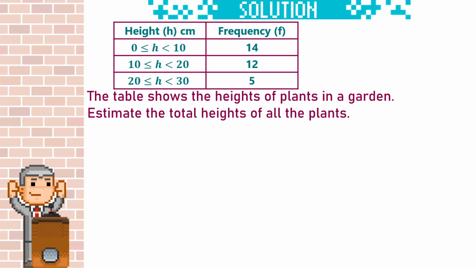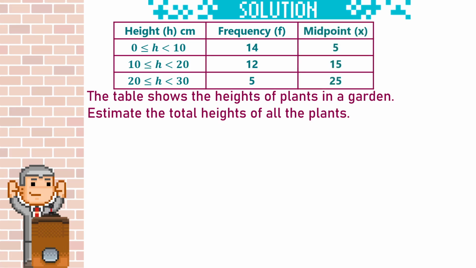To answer this question, we would normally find the fx column and then add them together to find the total amount. But we're unable to multiply, for instance, 0 to 10 by 14. We need a number that represents 0 to 10. This is where the midpoint comes in to save the day. The midpoint is the number halfway between 0 and 10. You can always find it by adding up the two numbers together and halving it.